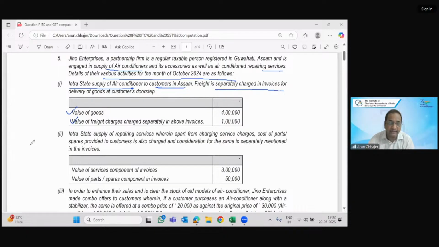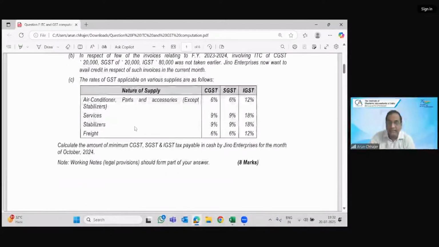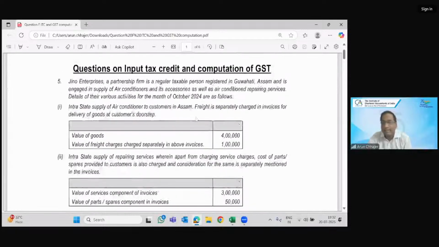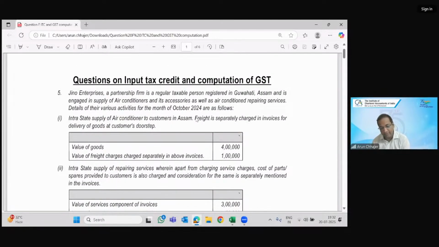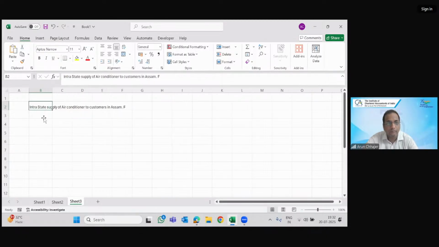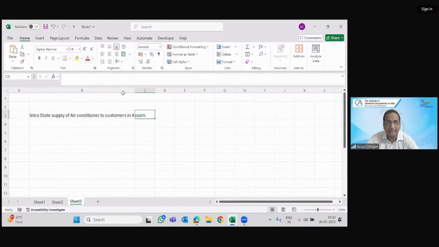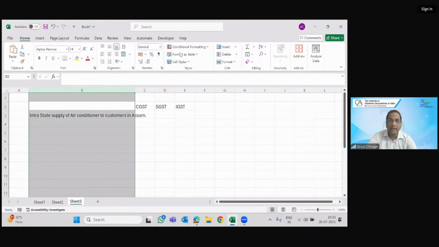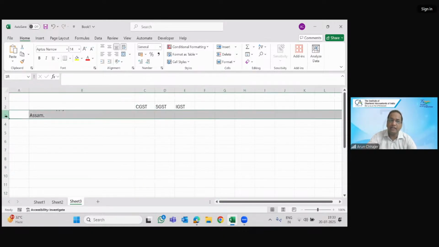And go to the bottom, let us see the rate of the taxes. Air condition rate of tax 6%, services 9, stabilizer 9 and freight 6. So in that case, will it be a composite supply or will it be a mixed supply? First tell me, will it be a composite supply or mixed supply? Answer is it will be the composite supply.